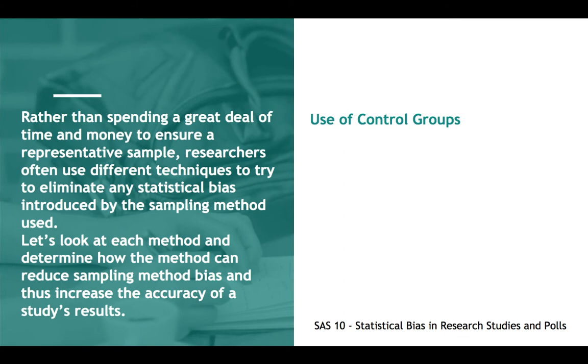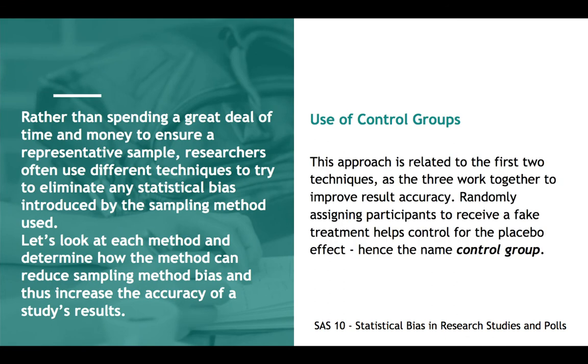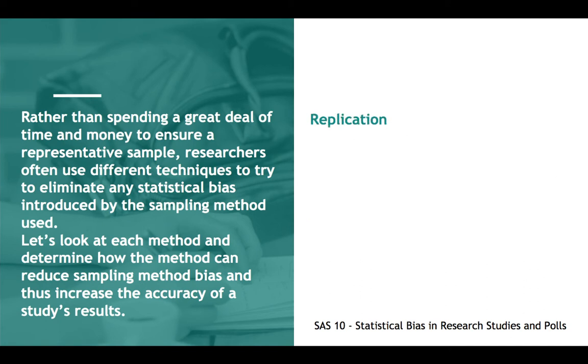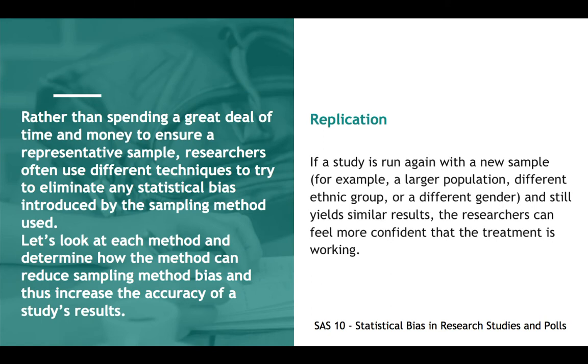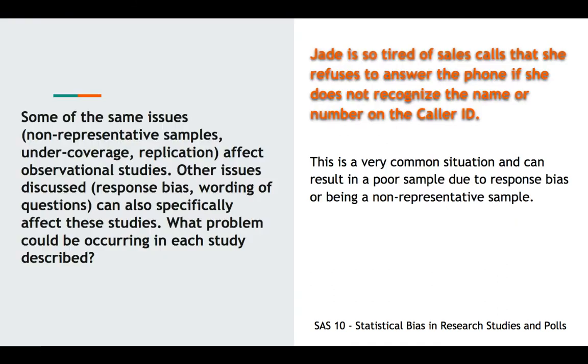Use of control groups. This approach is related to the first two we just discussed, and they work together to improve result accuracy. Randomly assigning participants to receive a fake treatment helps control the placebo effect, hence the name control group. Replication. If a study is run again with a new sample, for example, a larger population, different ethnic group, or different gender, and still yields similar results, the researchers can feel more confident that their treatment is working.